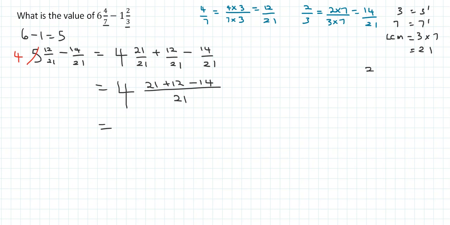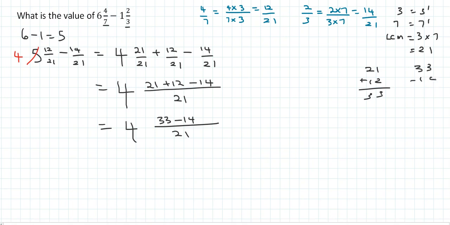So 21 plus 12, we have 3, 3. So we have 4, 33 minus 14 over 21. So let's go ahead, 33 minus 14. So we're going to borrow 1 here. So we have 13 minus 4 is 9. 2 minus 1 is 1. So we're left with 4, 19 over 21.